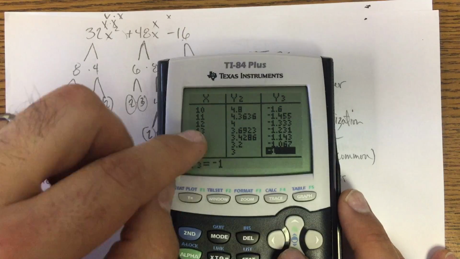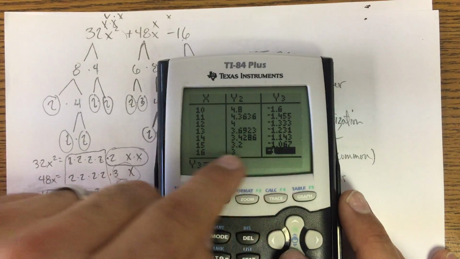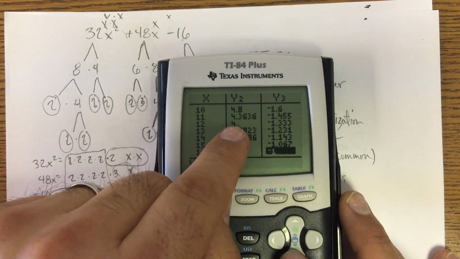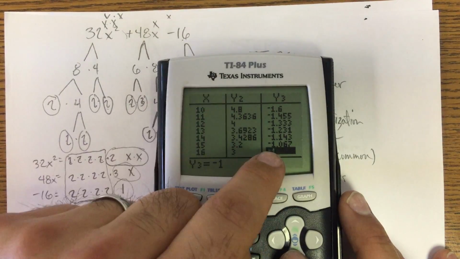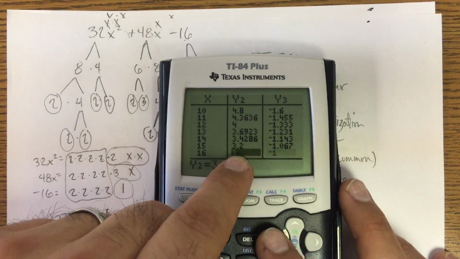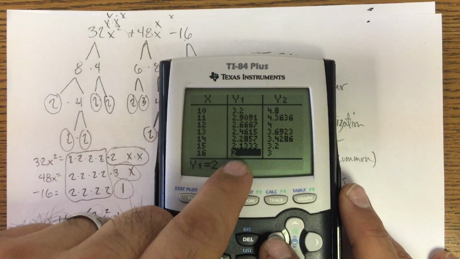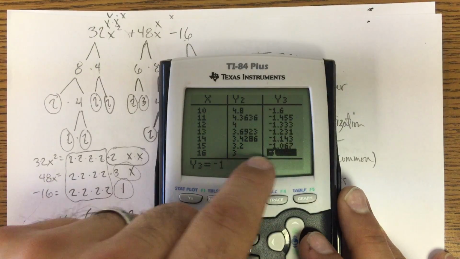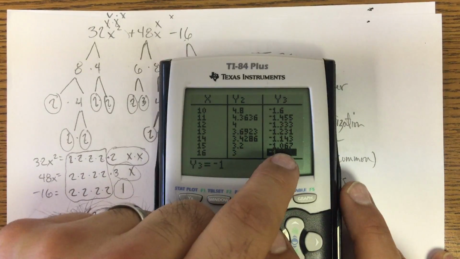So let's see what we need: the smallest row of whole numbers. There are all these decimals right here. There's a whole number, but we don't see y1 right now. So let's scroll over. Oh, look at that, a whole number. That's good. So what this tells us is that this is our answer.